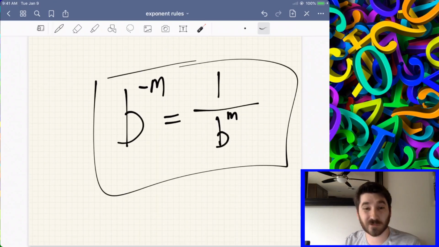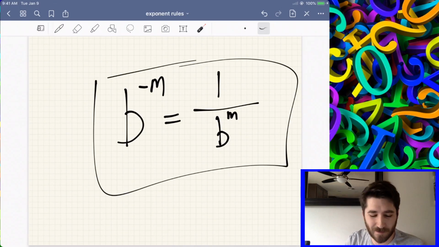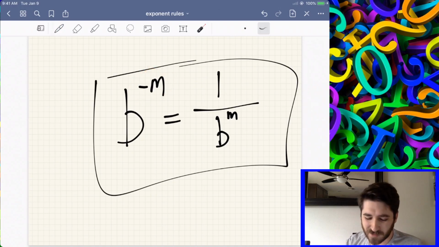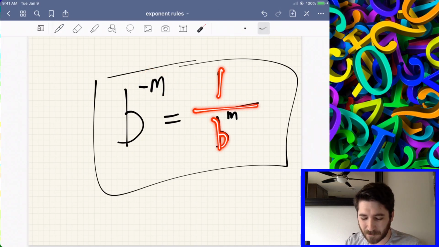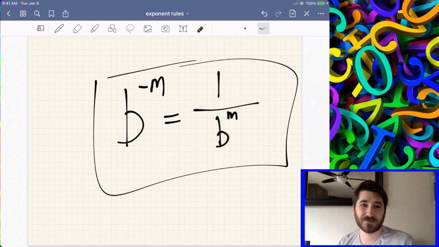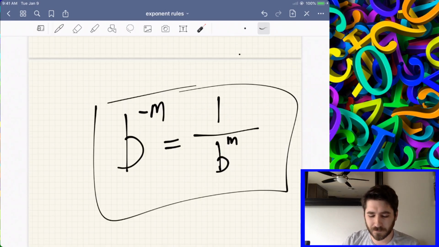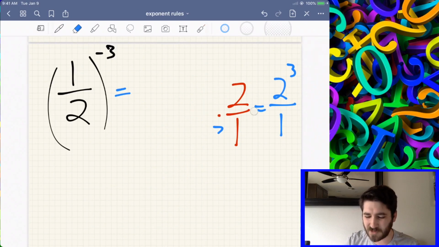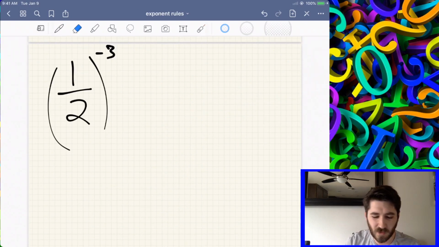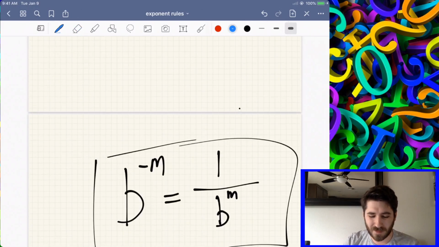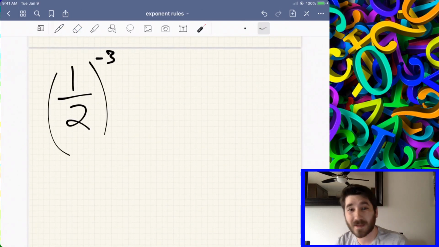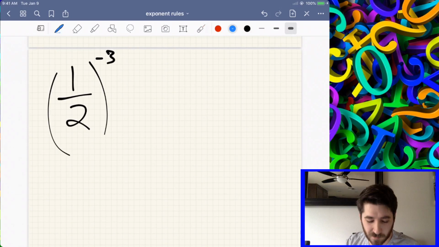Let's take a look at our actual rule. In general, if we have a power with a negative exponent, m, negative m, it's the same as the reciprocal of that power to a positive exponent. Let's take a look at one of our previous examples. Instead of doing all this work, just using the rule, all we have to do is find the reciprocal and make sure that denominator is a positive exponent.